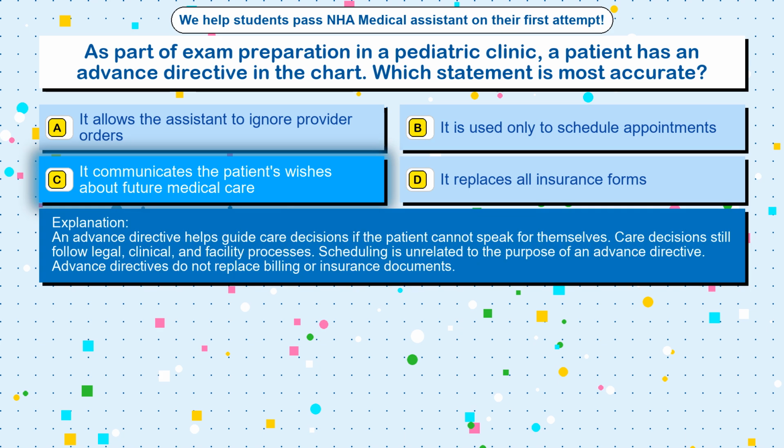An advance directive helps guide care decisions if the patient cannot speak for themselves. Care decisions still follow legal, clinical, and facility processes. Scheduling is unrelated to the purpose of an advance directive. Advance directives do not replace billing or insurance documents.